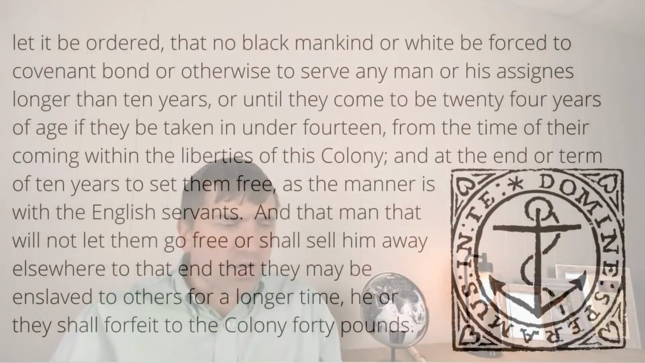While Williams and Clark were still in England, the General Court met at Warwick to continue the business of the two towns, Warwick and Providence. John Smith is elected president of the colony for the second time, and on May 18, 1652, a significant piece of legislation is passed. Let's have a look.